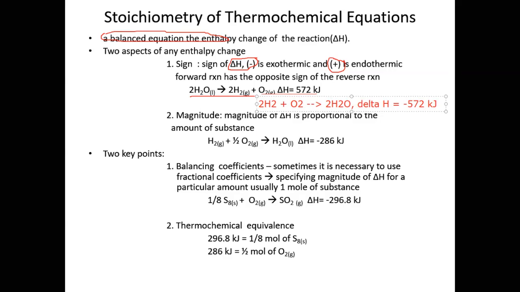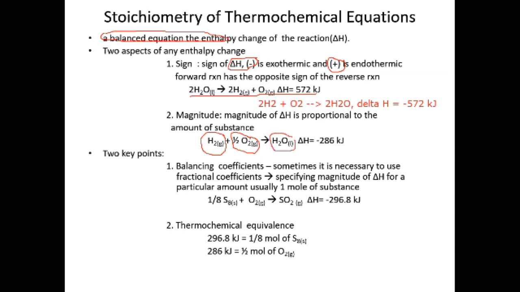Secondly, delta H is proportional to the coefficients in front of the reactants and products. So in the number 2, we see here that 1 mole of hydrogen gas that reacts with O2 produces 286 kilojoules of heat. Whereas for every 1/2 mole of O2 that reacts, it produces 286 kilojoules of heat. For every 1 mole of water that is produced, we produce 286 kilojoules of heat. So the coefficients in front of the reactants and products tell you the number of moles needed to produce the amount of heat given in the delta H, because delta H again is kilojoules per mole.